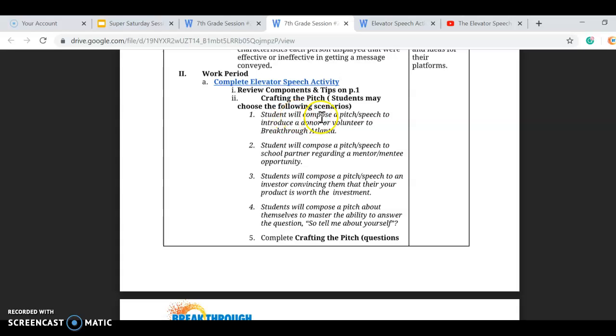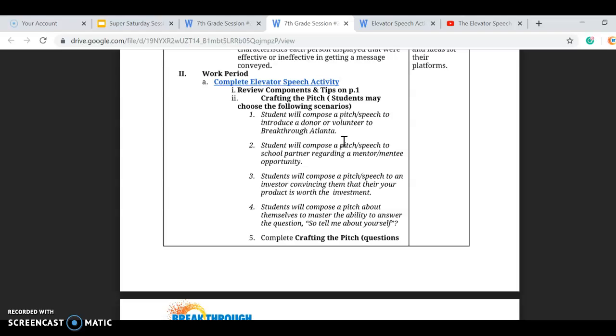Students will compose a pitch or speech to introduce a donor or a volunteer to Breakthrough Atlanta. This is the first scenario that they can use. So they're going to practice what they can tell a donor about Breakthrough Atlanta to convince them to provide funding or make a charitable donation to us.